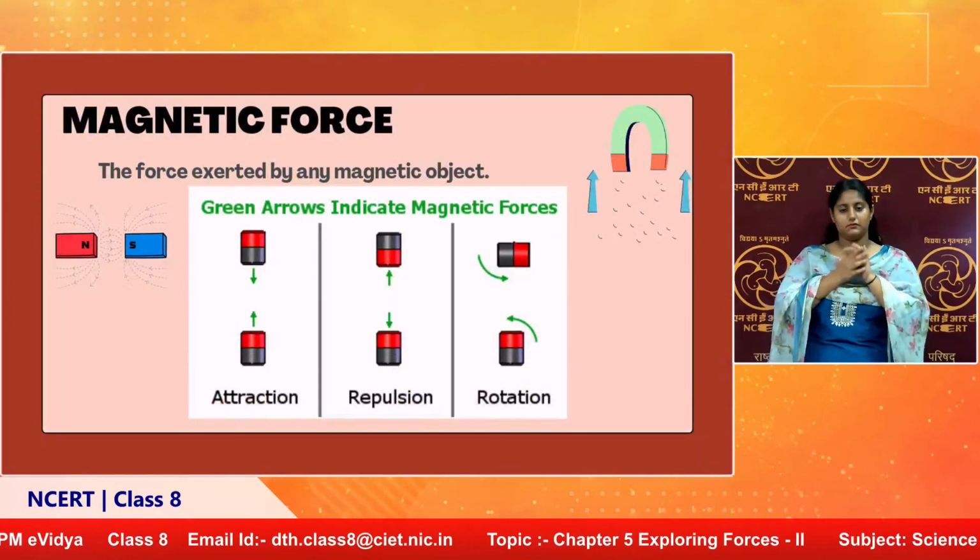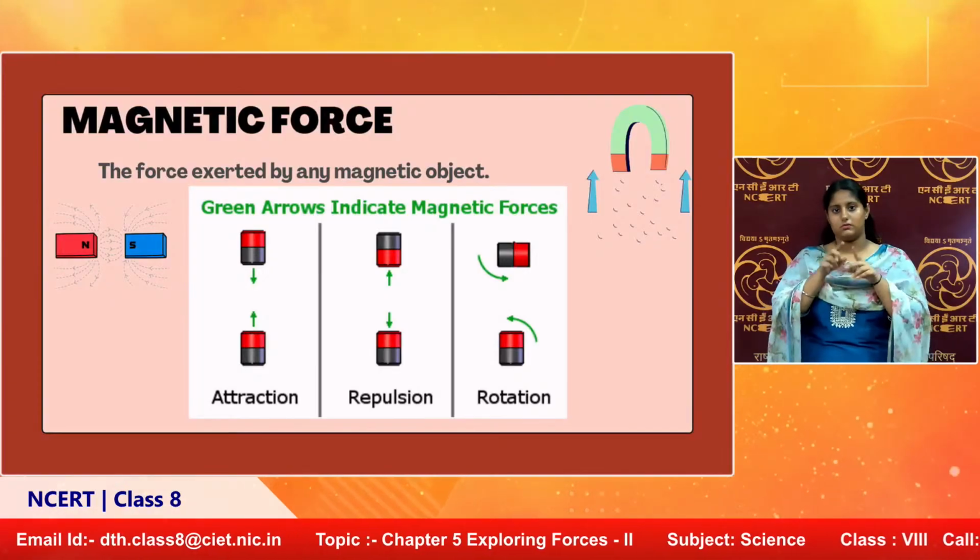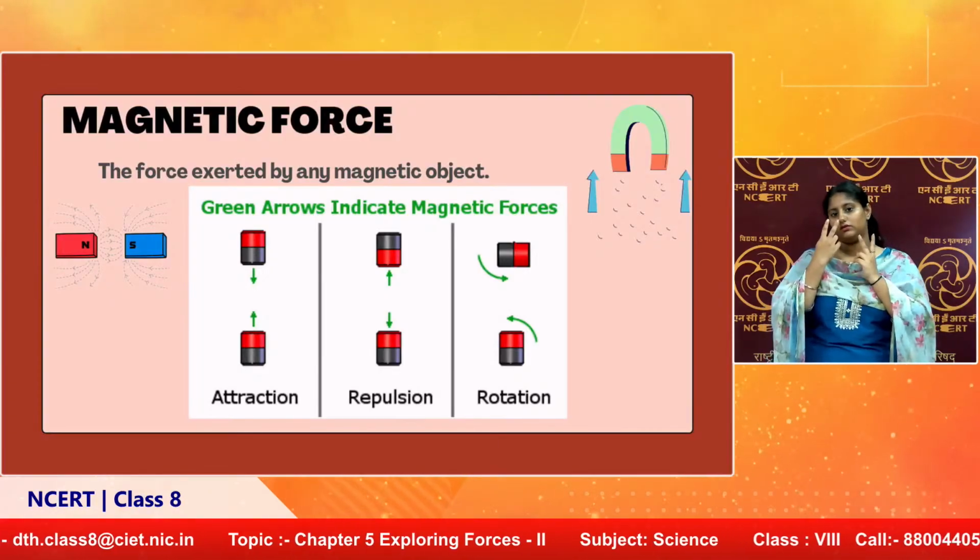And this is what we see in your PPT also: attraction is happening, there is repulsion, and then there is rotation. The green arrows you can see in the PPT, wherever it is happening, it is the same phenomena.